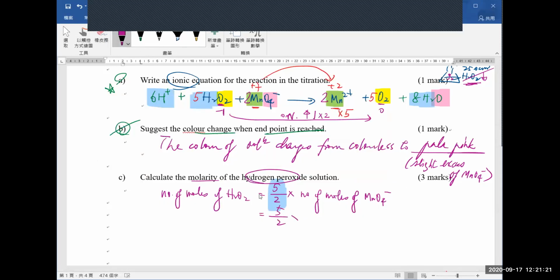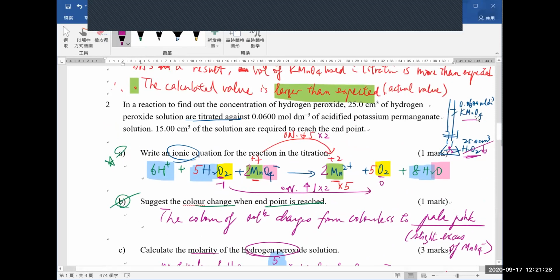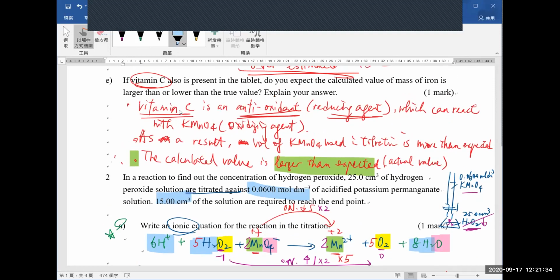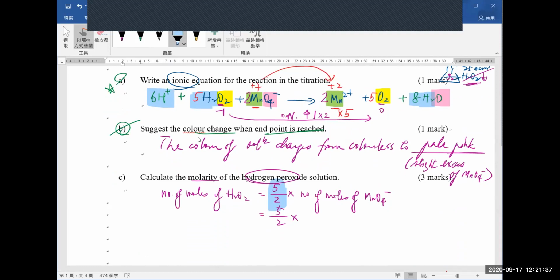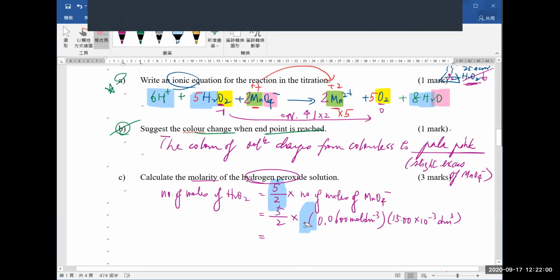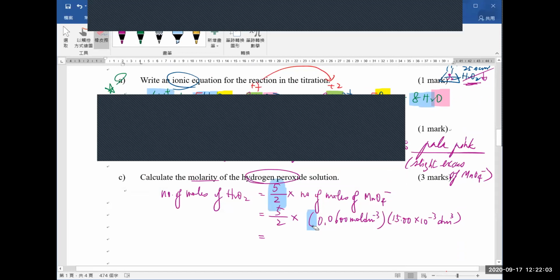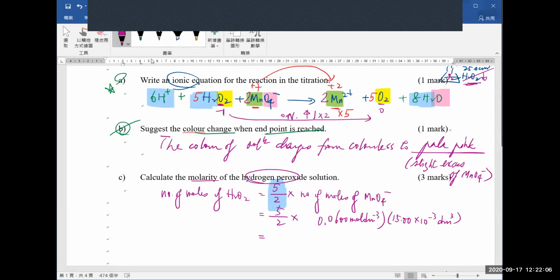The moles of MnO4 minus, so you get the data. MnO4 minus is 0.0600 molar, and you spend about 15.00. So you need to use those two data. 0.0600 molar times volume, which is 15.00 times 10 to the power minus 3 dm cube. So what will we get? What is the answer?